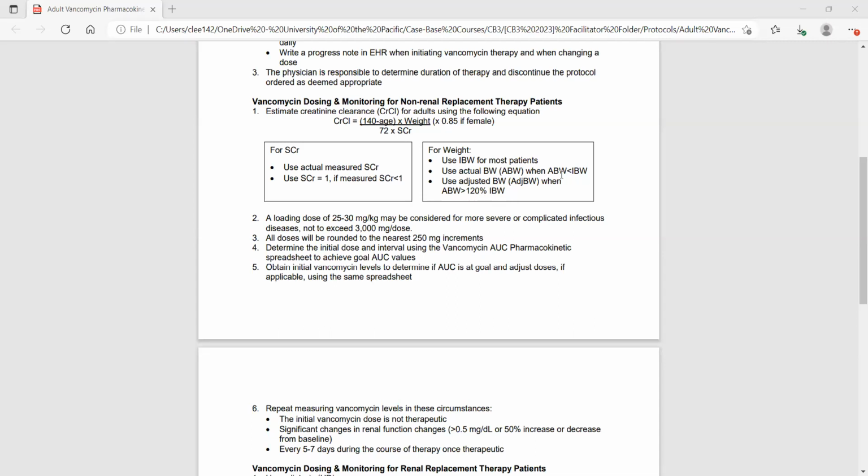So different pharmacists and different hospitals will have different thresholds in terms of when they use different weights. Again, as long as you have the justification for the weight that you are using, it should be fine. And it's typically around the same; they might go up to 130 or 140.